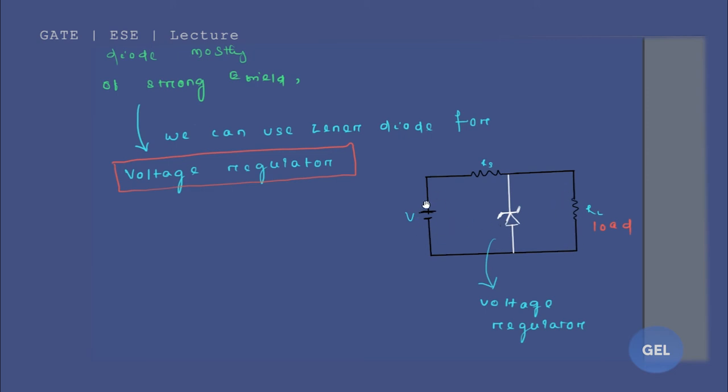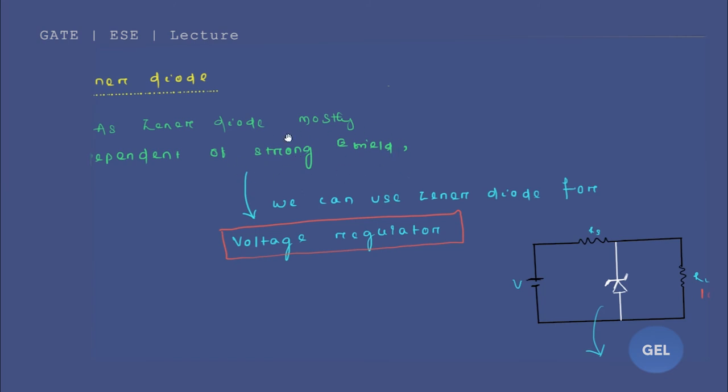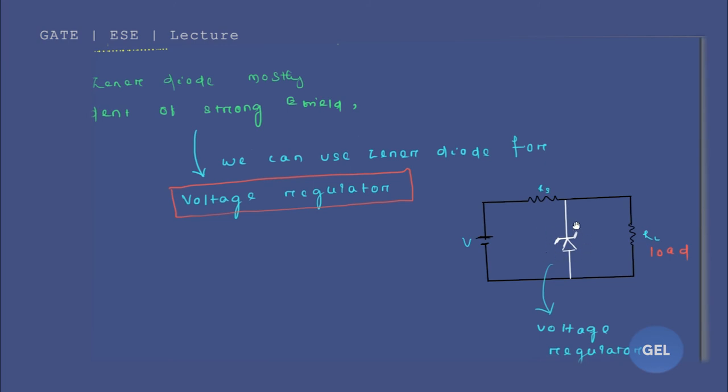Now if any fluctuation happens, that means any fluctuation in current, which is proportional to electric field, so if any fluctuation happens in current, that means what? Zener diode is only dependent on strong electric field. So if any fluctuation happens in current due to this, that means the breakdown will happen quickly. Your breakdown will happen faster in case of a Zener diode.